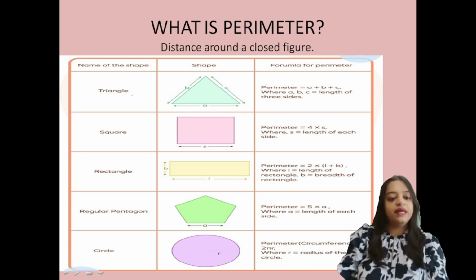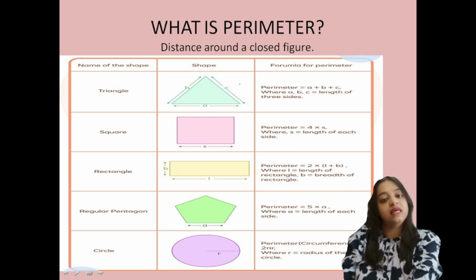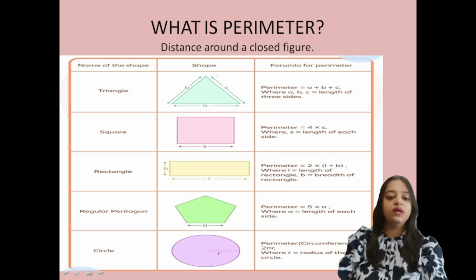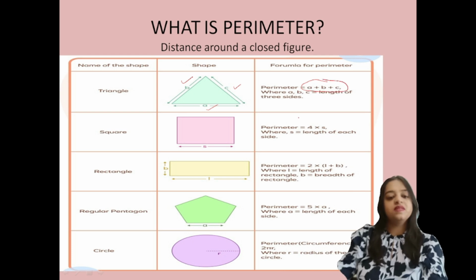First of all, triangle. Triangle shape you can see here. So triangle may be scalene triangle, isosceles triangle, equilateral triangle, right? So perimeter means distance around a closed figure. So this closed figure is triangle here. तो इसके साइड्स को जब हम ऐड करेंगे, here a is written, c is written, b is written, इन तीनों साइड्स को ऐड करेंगे a plus b plus c, this is the perimeter.